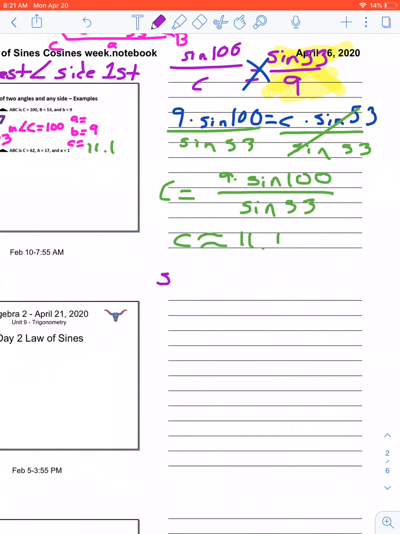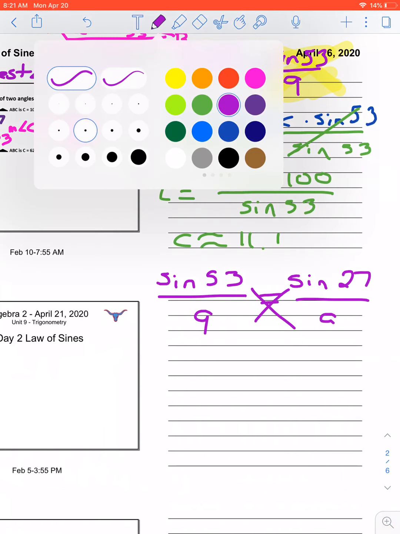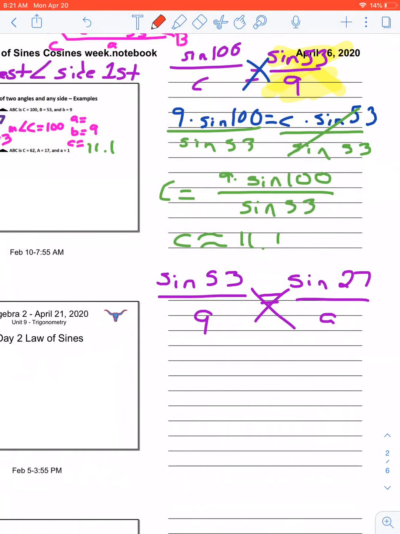So I'm going to find A now. So I have sine of 53 over 9 equals, remember we found angle A, and angle A was 27. So we get sine of 27 over A. So again, I'm going to cross multiply. I'm going to do the exact same process I did. You guys will get really, really good at the process here because you just do it over and over again. It's very repetitive in law of sines when you're just finding both angle measurements. So I cross multiply. I'm now going to divide by sine of 53.